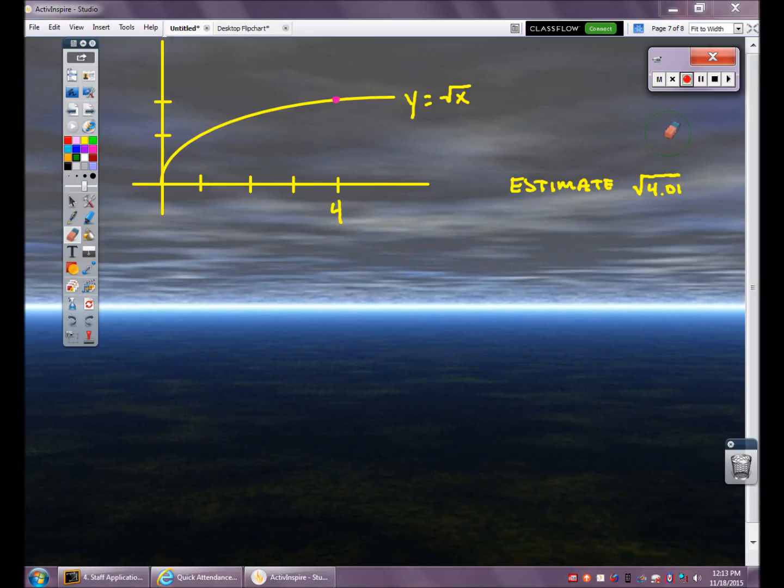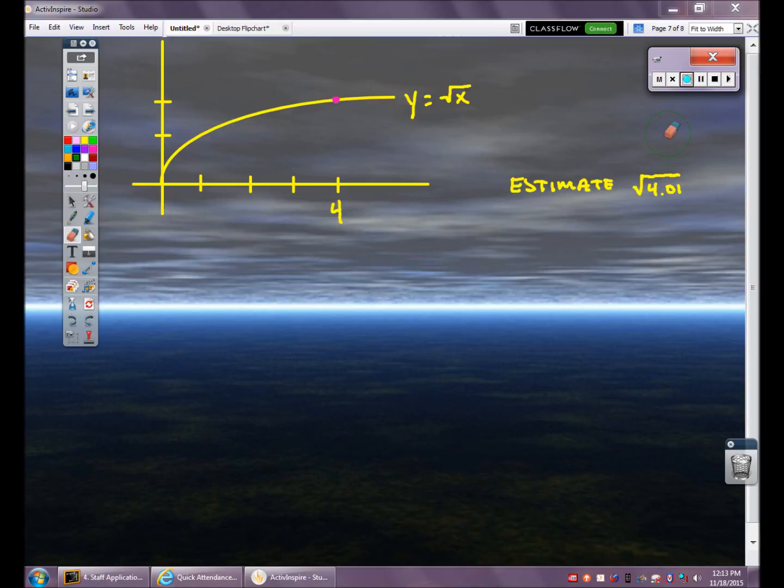In front of you is the equation y equals root x in its graphical representation. I want to try to estimate the square root of 4.01. I'm not going to do this with a calculator. I want to use calculus. Yes, I could just type that into the calculator, square root of 4.01, and get an answer. I don't want to do that. I want to use a technique called local linearization.